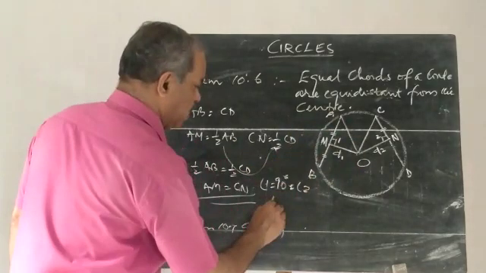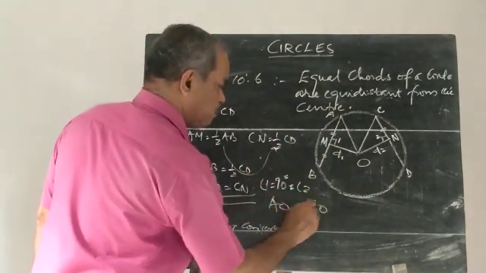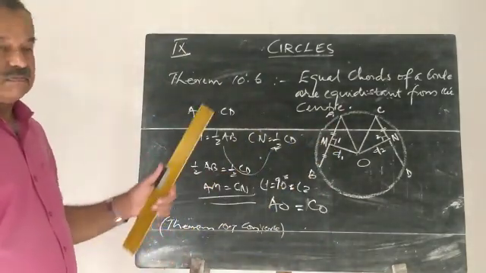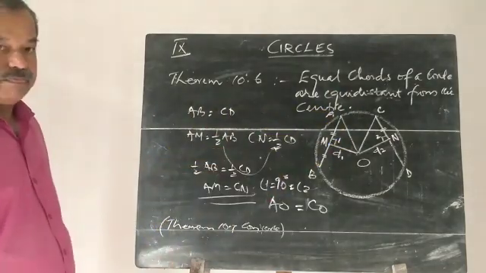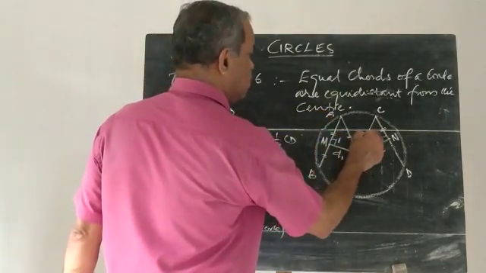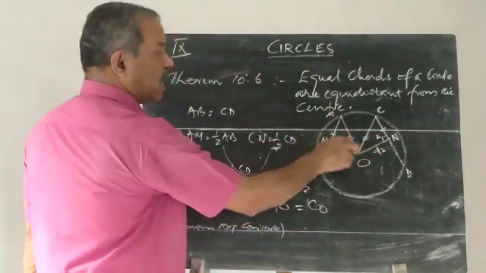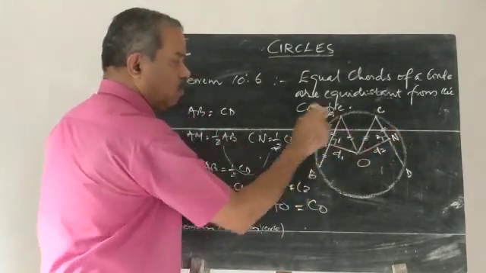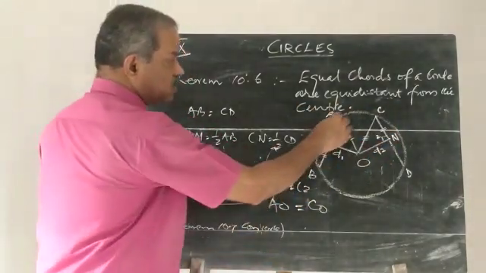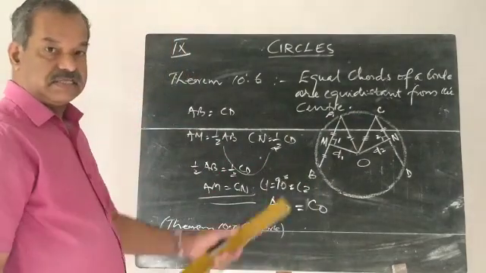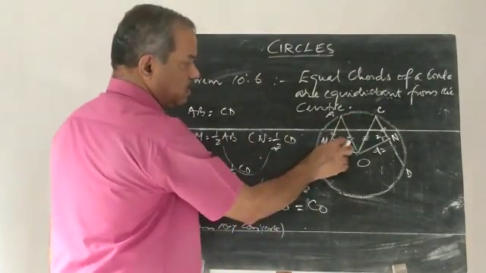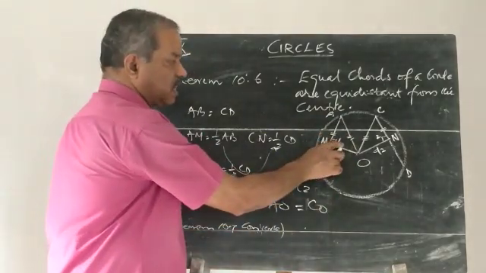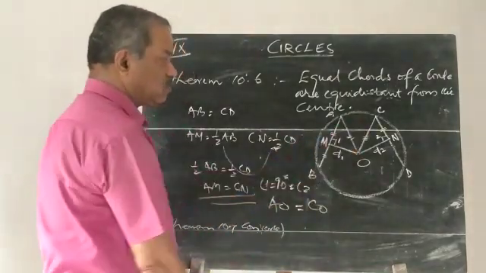Now what about AO and CO? Are they equal? They are equal because they are radii of the same circle. And they are hypotenuses of the right angle triangles AMO and CNO. Why? Because they lie opposite to the largest angle, 90 degrees. In a right angle triangle, the side opposite to the largest angle is the hypotenuse.